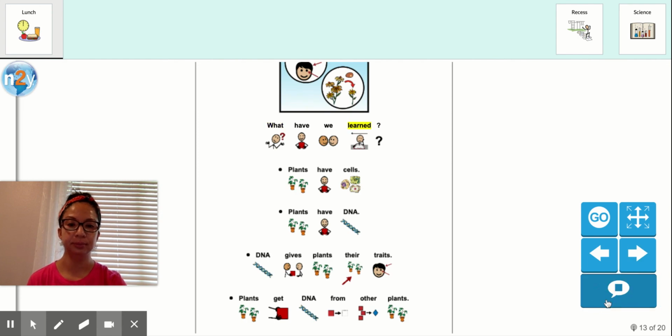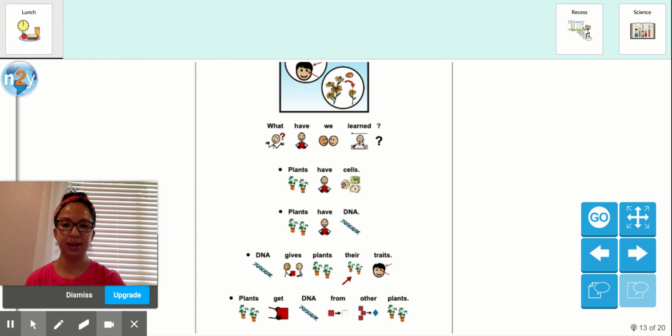What have we learned? Plants have cells. Plants have DNA. DNA gives plants their traits. Plants get DNA from other plants. Okay, so in this chapter, we have learned that plants have cells, they have DNA, and the DNA gives the plants their traits, a lot like people.